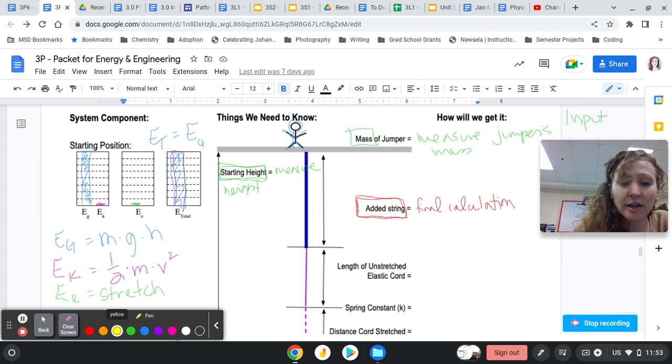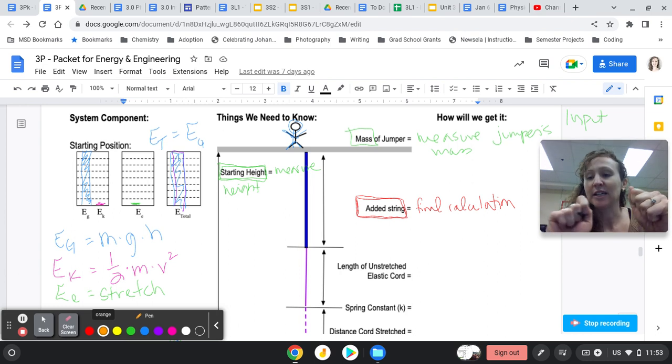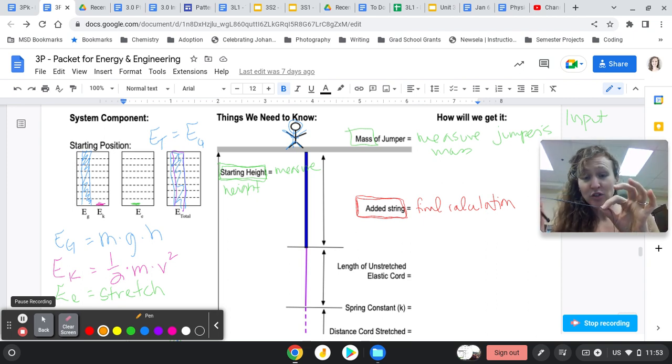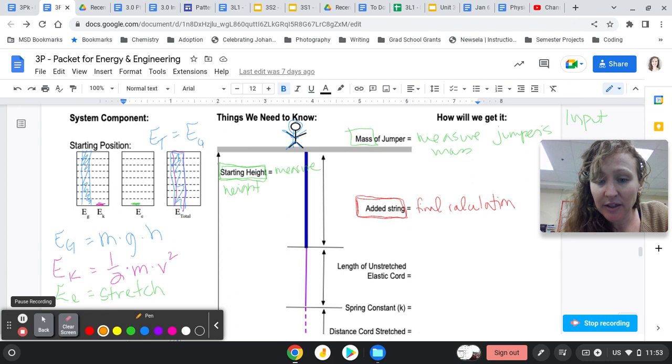All right, length of unstretched cord. So how much elastic cord am I going to need to attach to my jumper? I don't know that yet. That's something we're going to have to figure out. So it is going to be something we calculate. Let's box it in orange or highlight it in yellow. And this is something we're going to find. We're going to find by the end of the lab.